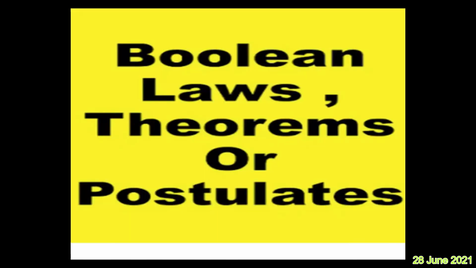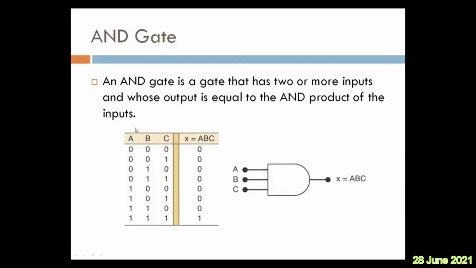Just you can see here, okay. An AND gate is a gate that has two or more inputs whose output is equal to the AND product of the inputs. Now I have taken the example of 3 inputs here, A, B, C. Output is X, logically representing A, B, C, and see the symbol of the AND gate. Okay, X equal to A B C. Right? Now, as I told you, there are 3 inputs. The number of possible combinations will be 2 raised to 3, that is 8, 0 to 7.